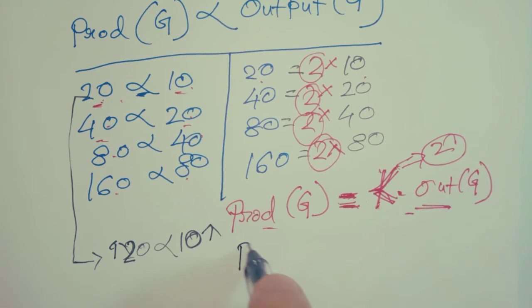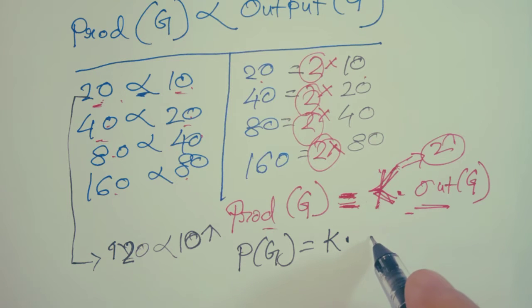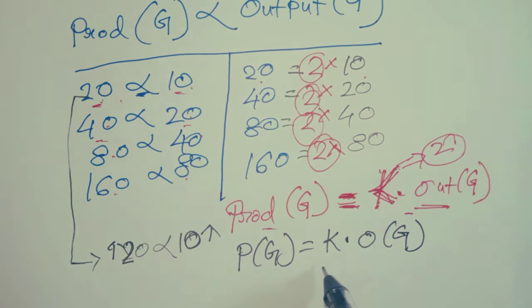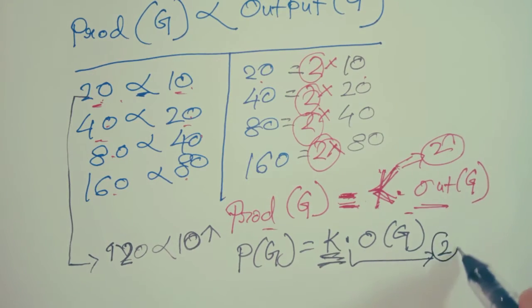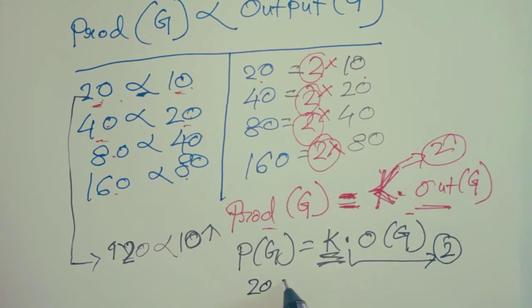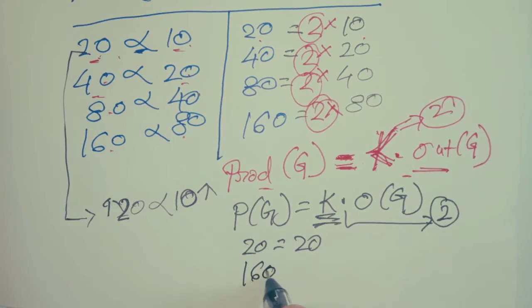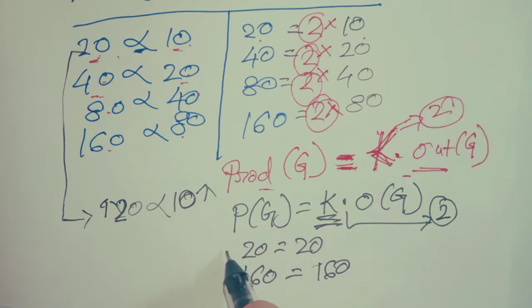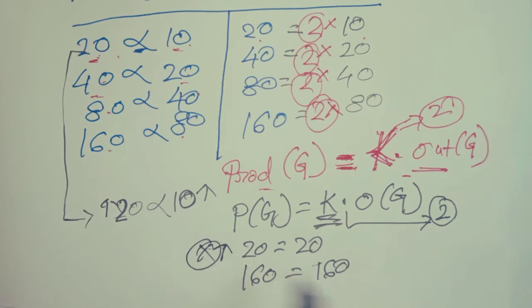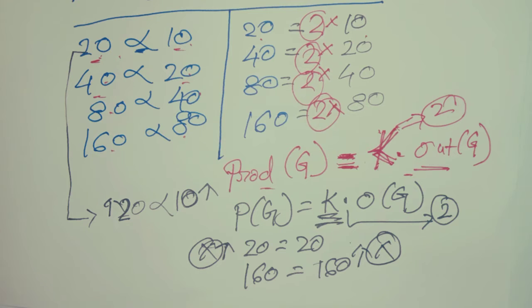But when I am using this term, production of G equals K, which is a constant times, say for example, output of G, when I'm introducing this K, which is the value 2, so that it is multiplied, mind it that when I'm saying that 20 equals 20, or say for example 160 equals 160, it doesn't mean that there will be a change. No, there is no change. Here also there is no change. So let me draw it on a fresh piece of paper, which will make things clearer for you.